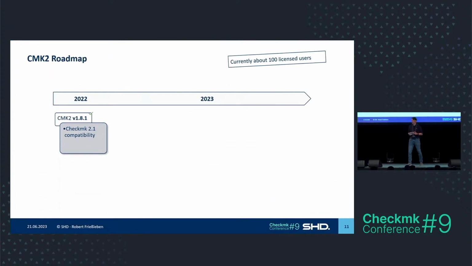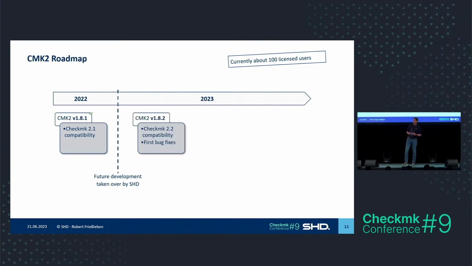Last but not least, I will have a short look at the roadmap. Currently, about 100 licensed users are using this add-on. Last November, Synetics released version 1.8.1. This was the first version we contributed code for. We delivered a patch which brought the Checkmk 2.1 compatibility. As some of you may remember, the format of the inventory tree changed in Werk 12389, and we delivered the patch for it. After that, we had the opportunity to take over the whole development from Synetics.